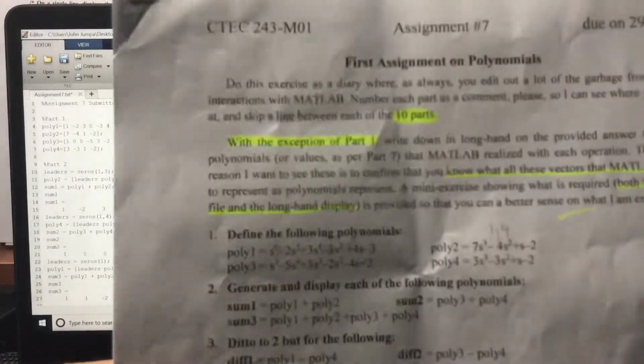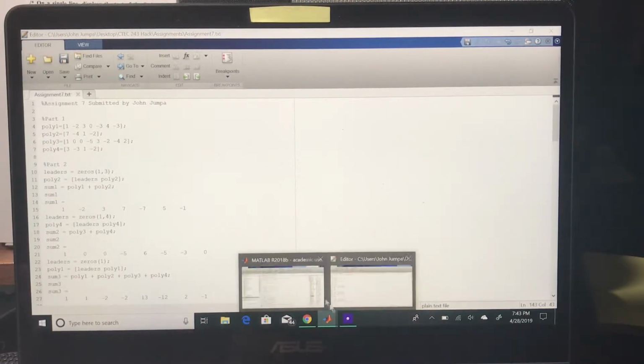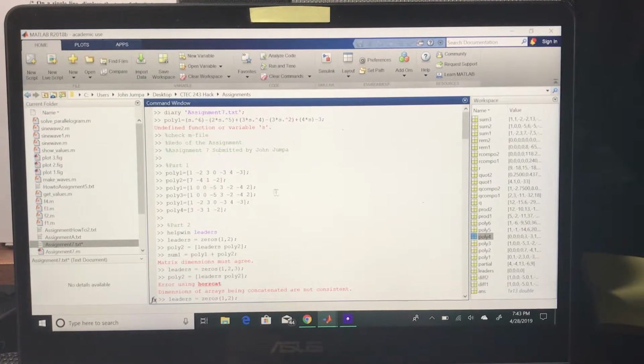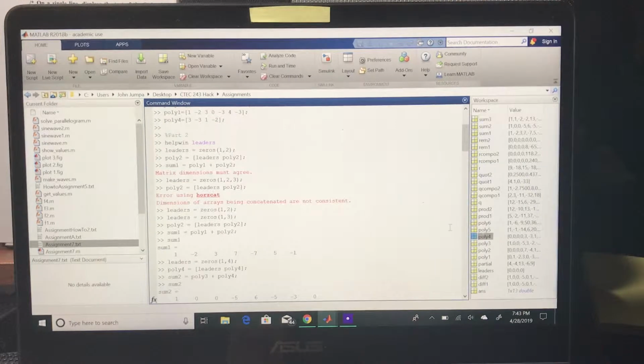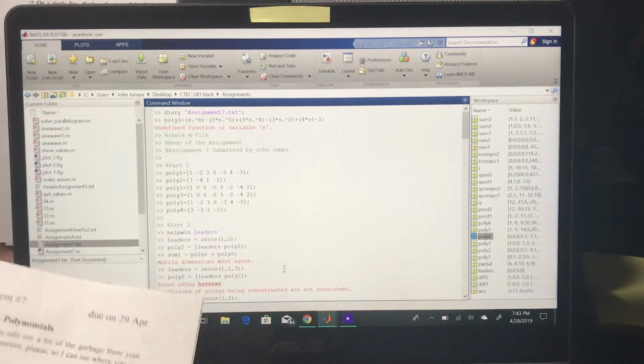Pretty much you're supposed to do that in the command window. As you can see, I did it in the command window and I just saved it already. And I created an assignment 7 .txt file. So here's what it's going to look like after you've done the assignment with all the stuff in the workspace. So yeah, plugging into the polynomial. That's simple stuff. Part 1 is not that easy. This is easy.